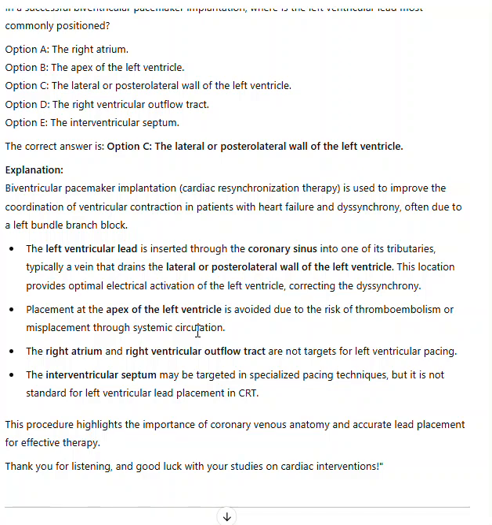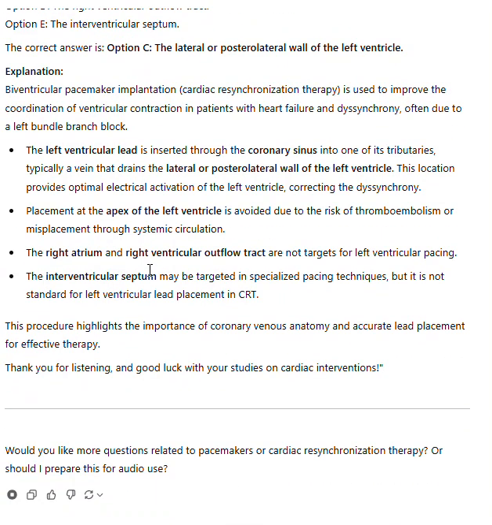Placement at the apex of the left ventricle is avoided due to the risk of thromboembolism or misplacement through systemic circulation. The right atrium and right ventricular outflow tract are not targets for left ventricular pacing. The interventricular septum may be targeted in specialized pacing techniques, but it is not standard for left ventricular lead placement in CRT. This procedure highlights the importance of coronary venous anatomy and accurate lead placement for effective therapy.